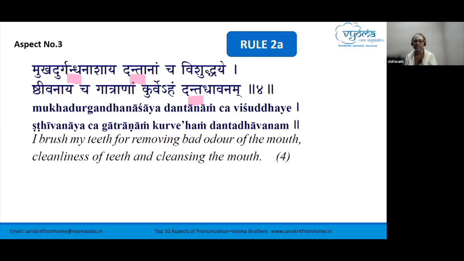The next word is very important. It is shthi. It is not Steve as in Steve Jobs. It is shthi. Shthivanaya cha. Sha, sha. We have already discussed this while doing consonants. Shthivanaya cha gatranam kurveham dantadhavanam. So we saw the difference here.